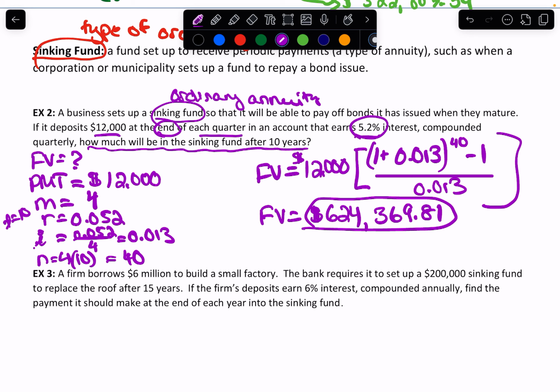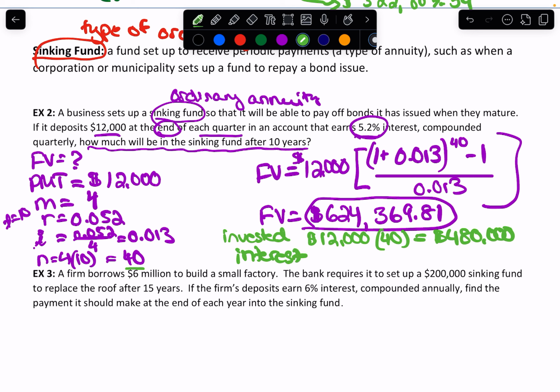Now, make sure that you know how to plug it in the calculator and to get the correct answer. If you have any questions about using the calculator, because these calculations are not easy, make sure that you do it correctly in the calculator. So let me know if you have any questions about it. Okay, just out of curiosity, how much did the business invest? It was $12,000 40 times. So the investment was $480,000. And now if we subtract the invested money, the $480,000, from the future value, 624,000, we get $144,369.81. So that was the interest. What it was asking is how much will be in the sinking fund. So the future value is the answer.